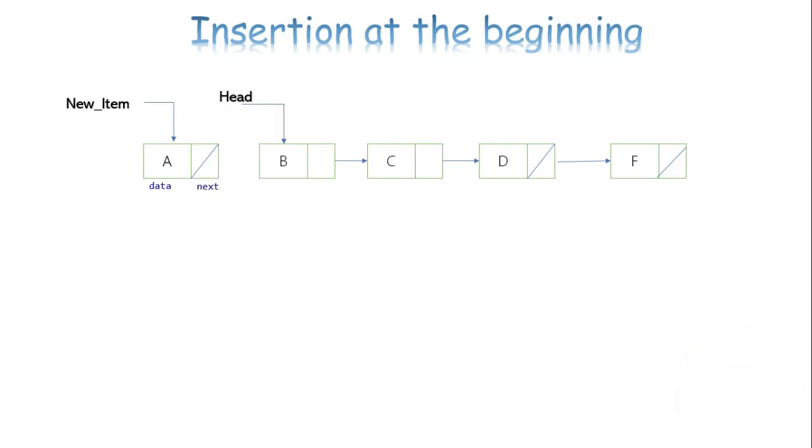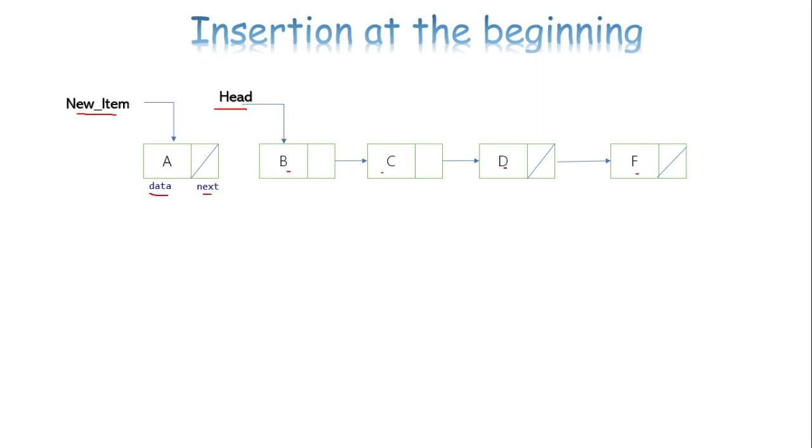Suppose we have a linked list like this that is pointed to by head. This linked list consists of B, C, D, and F. And then we have another node that is pointed to by new item. We understand that each node consists of two parts. The first part we call data, and the second part we call a pointer.